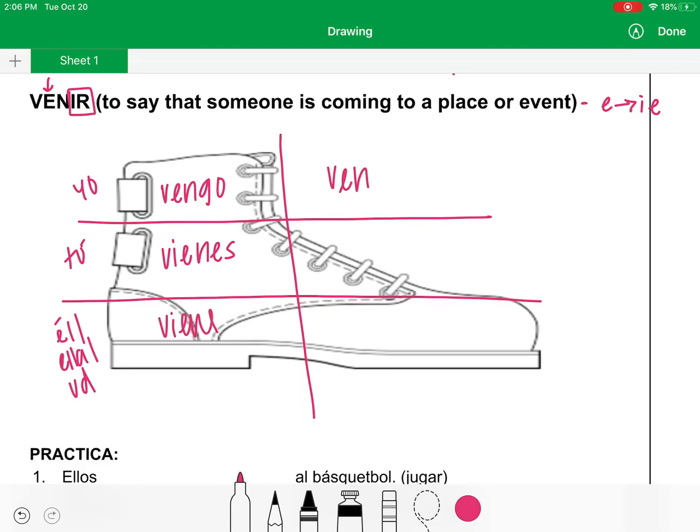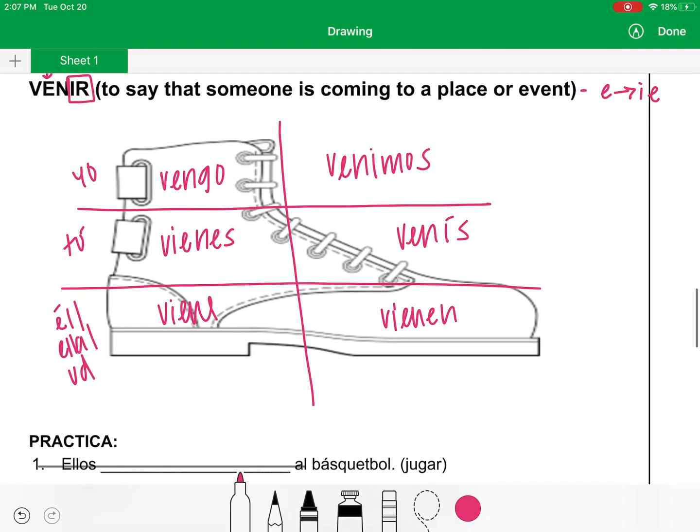Venimos. Okay, we're outside the boot. Venís. Vienen. So, a couple of irregular forms in the yo form. All you need to do is memorize those. Everything else follows the rules.